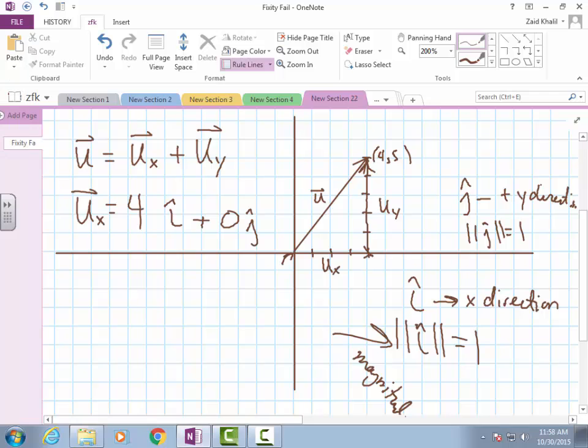Okay. So naturally, what am I going to do? I'm going to ask you, how do you add vectors? So let's see. Similarly, what's u? Let's see if you can tell me what u is. That's right. It's 0 i-hat plus 5 j-hat.